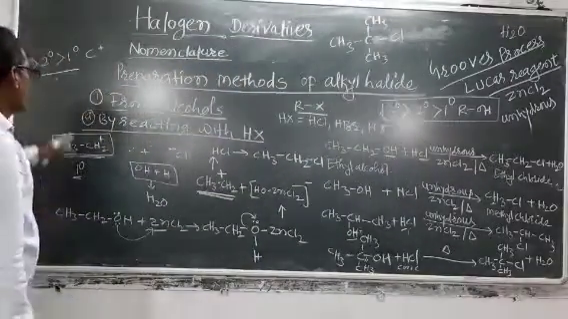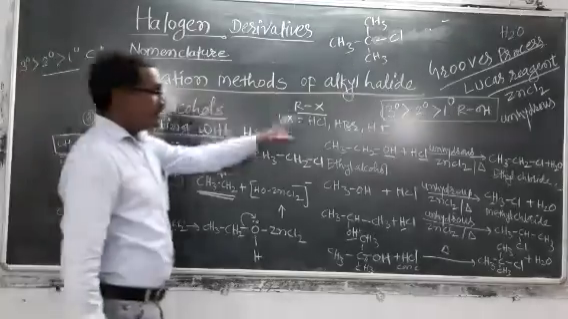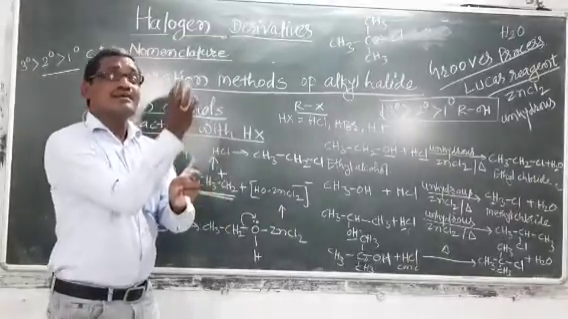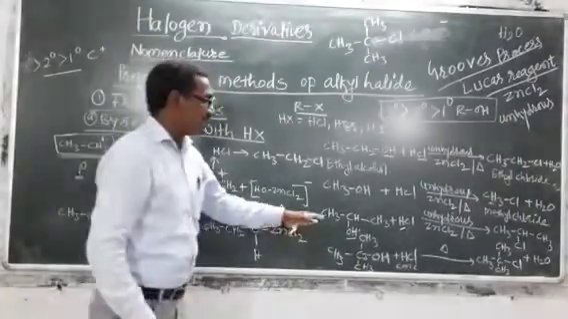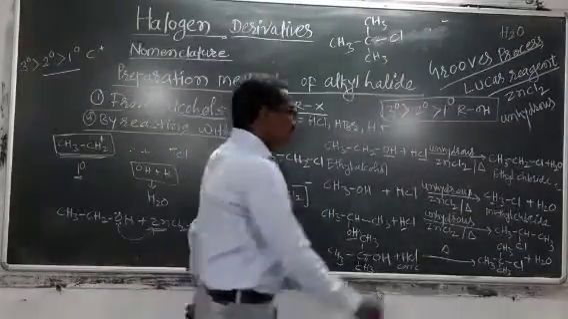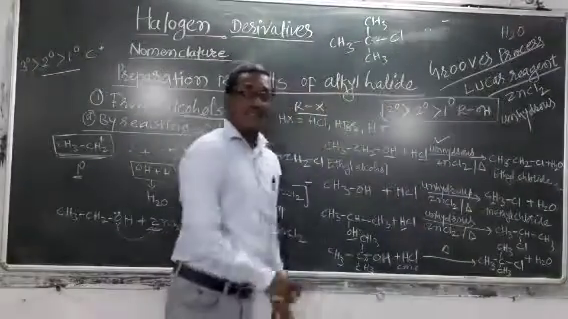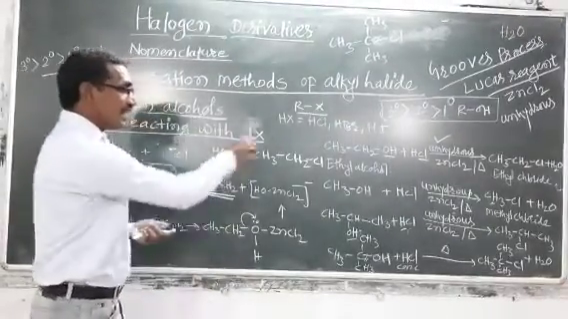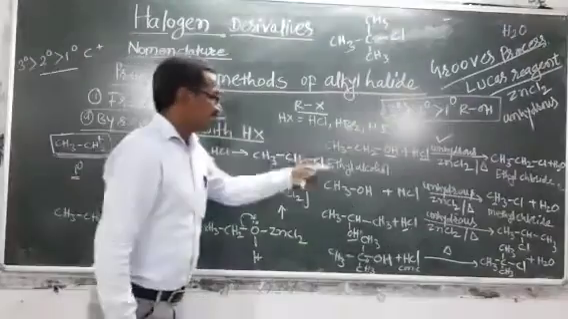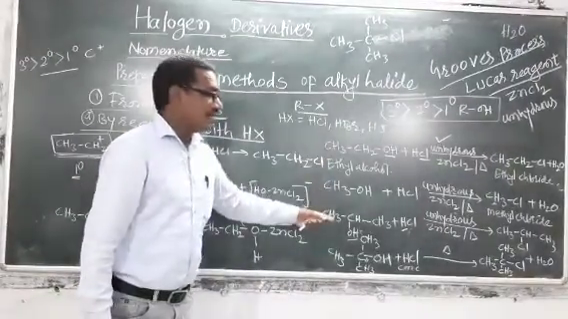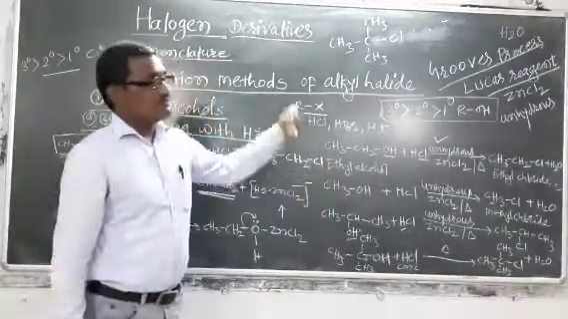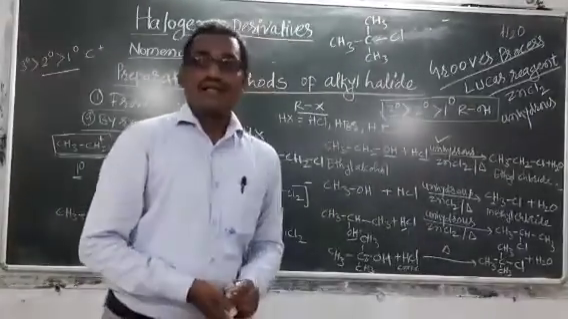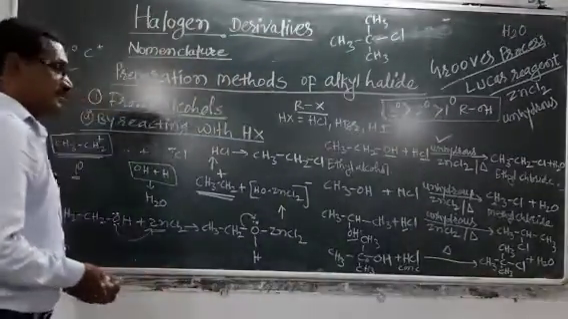But in primary and secondary alcohol, it is somewhat difficult, comparatively, than tertiary alcohol. It is somewhat difficult to get carbocations, so we use here the catalyst anhydrous ZnCl2. Have you understood why we have used anhydrous ZnCl2 here? To get a carbocation from primary and secondary alcohol, and after that we will get primary alkyl chloride and secondary alkyl chloride.